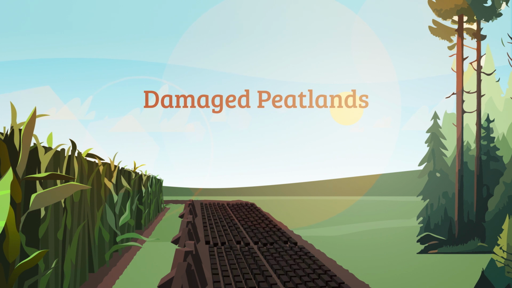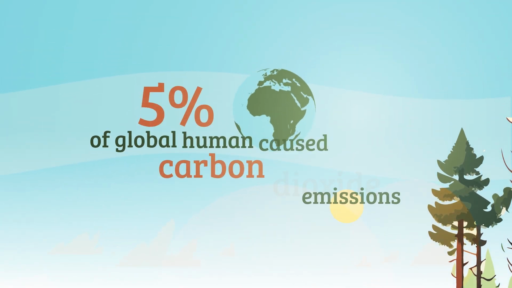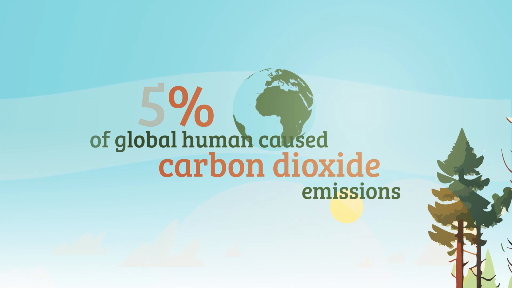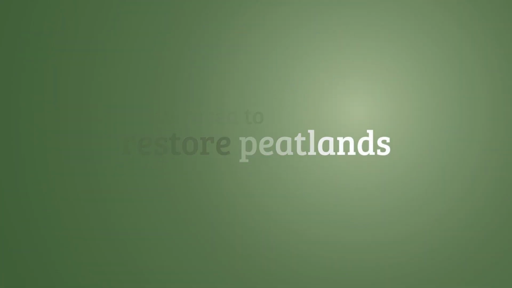Damaged peatlands are a major source of greenhouse gas emissions, responsible for 5% of global human-caused carbon dioxide emissions, which is twice the amount of those from aviation. So we need to restore peatlands.